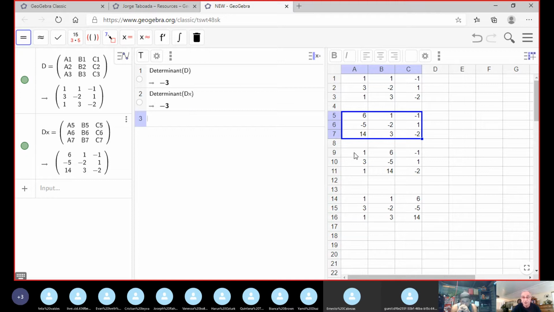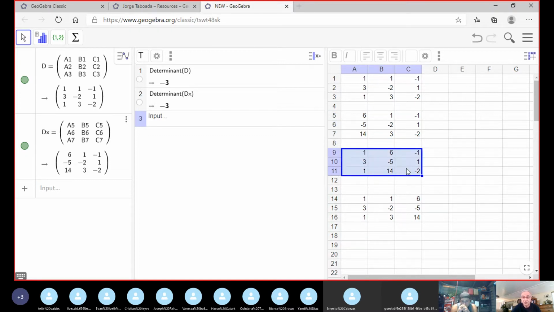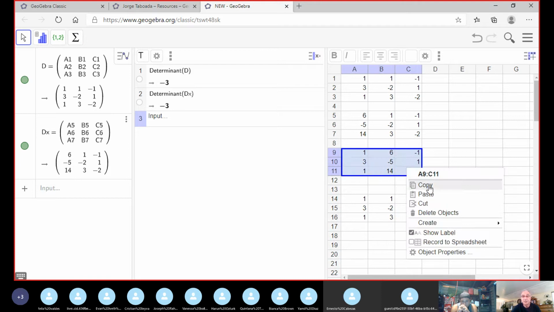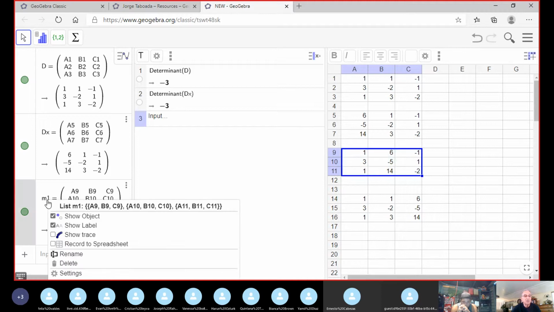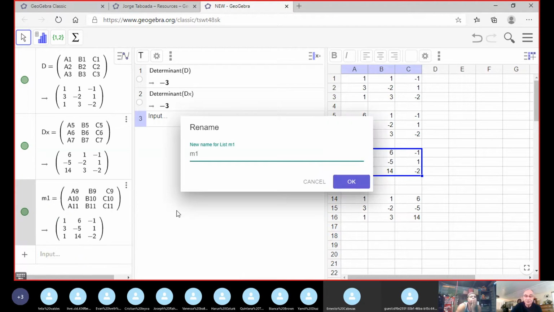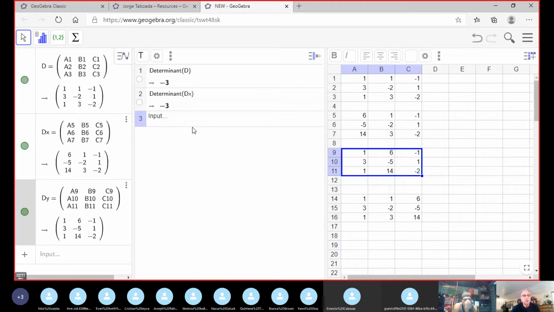Let's do another. dy. Select, create matrix. The name of this matrix, you press right click on the name of the matrix and you select rename. dy. Capital D, no capital Y. Boom. And determinant again.